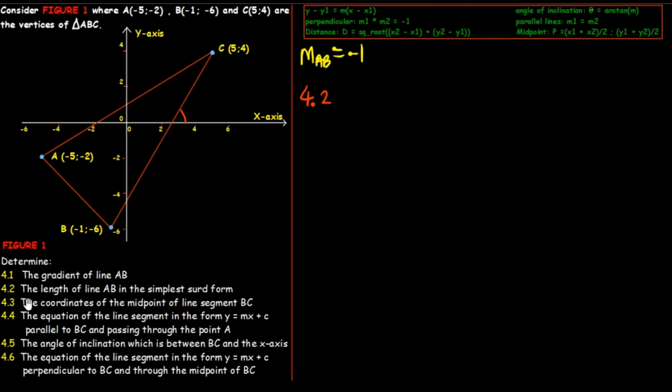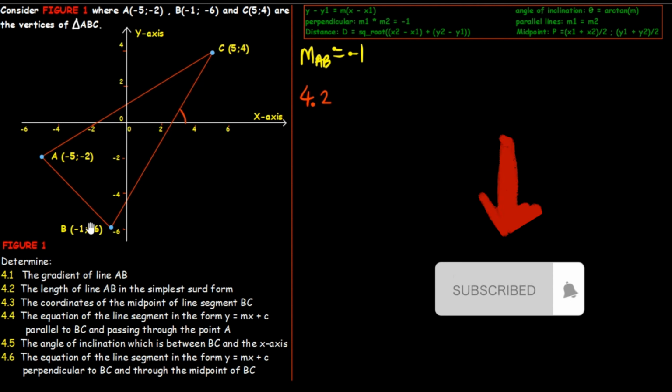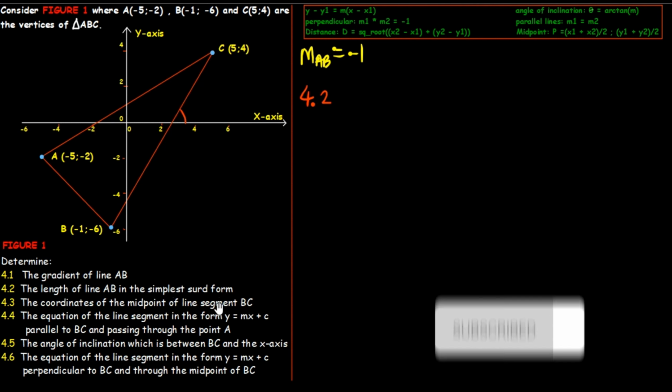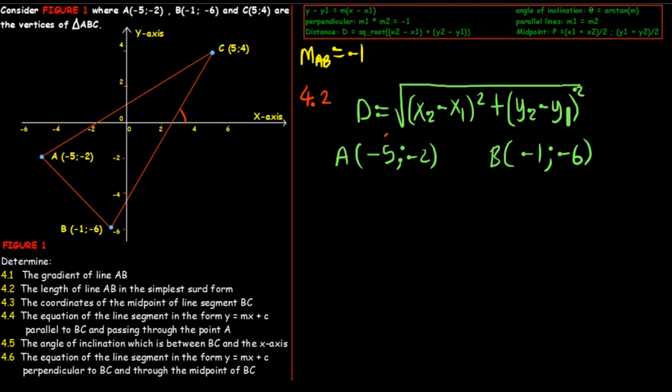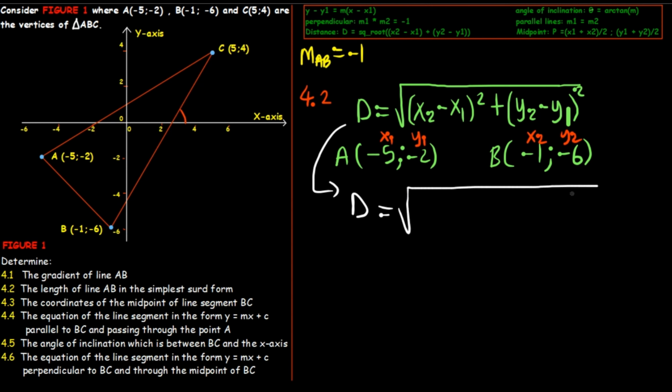So let's determine the length of line AB in the simplest surd form. Alright, so we will use this formula to determine the distance between A and B. So this will be our x1, y1 coordinate, this will be our x2, y2 coordinate. Alright, so now it's just a matter of substituting. So D, just noting that, is the distance between these 2 points.